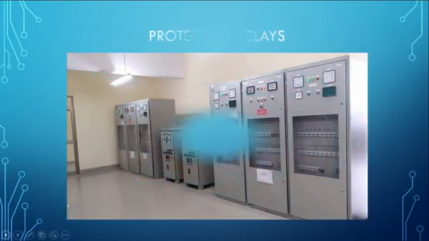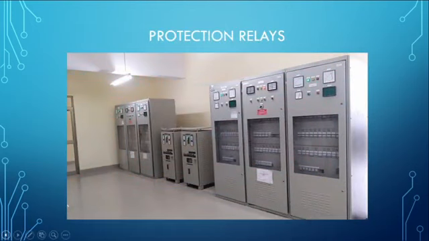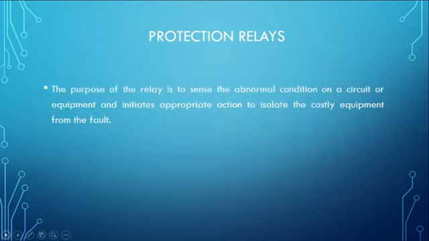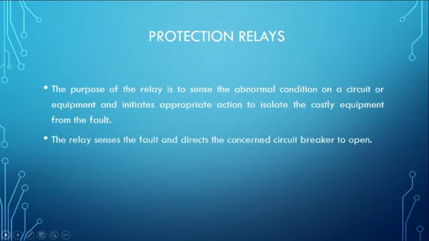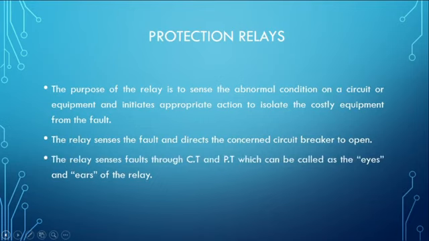A very important component of a grid station from the protection point of view is the protection relay. The purpose of the relay is to sense the abnormal condition on a circuit or equipment and initiate appropriate action to isolate the costly equipment from the fault. The relay senses the fault and directs the concerned circuit breaker to open. The relay senses faults through CT and PT, which can be called the eyes and ears of the relay.